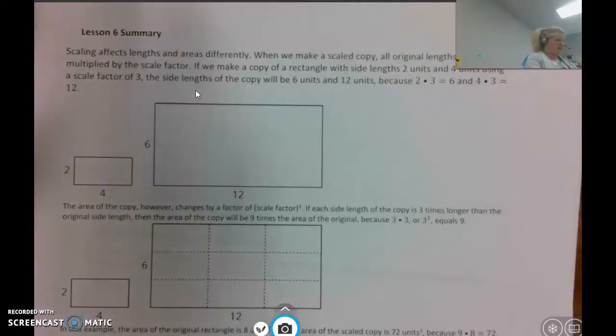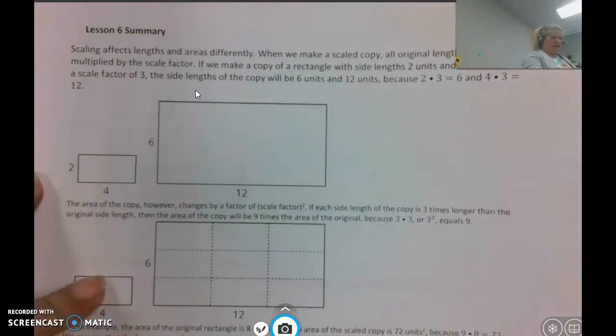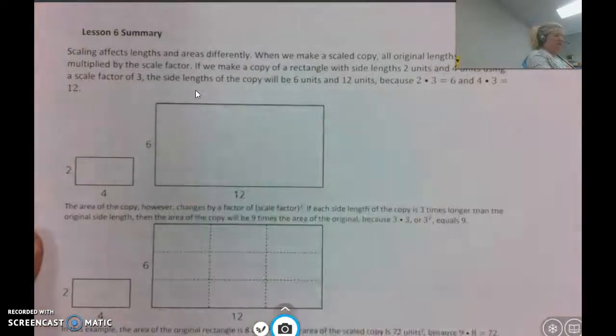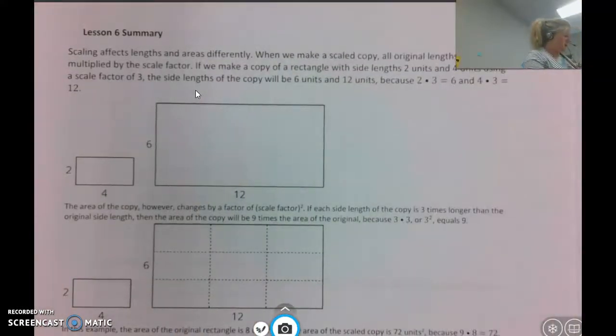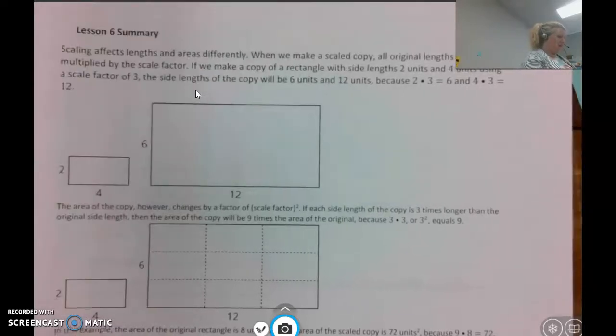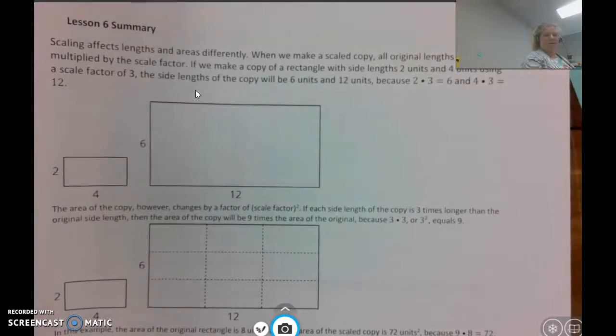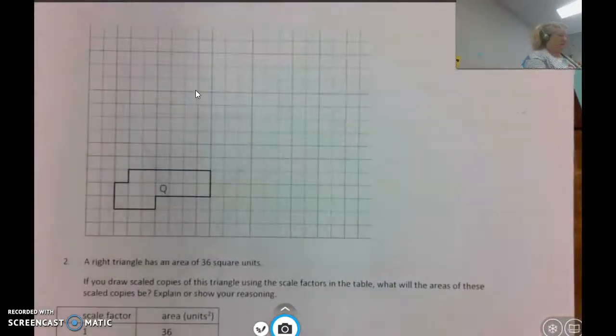Okay, here we go with our problem set for the lesson on scaling pattern blocks. This is really good information. I highly suggest that you read this. On the grid, we're going to draw a scaled copy of polygon Q using a scale factor of 2. Compare the perimeter and the area of the new polygon to those of the original. The instructions are there, and here is the shape.